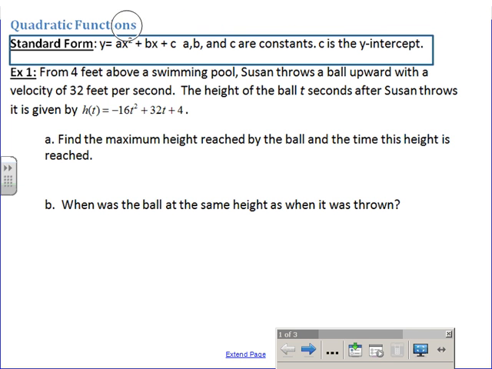Or it could look something like h of t equals negative 16t squared plus 32t plus 4.